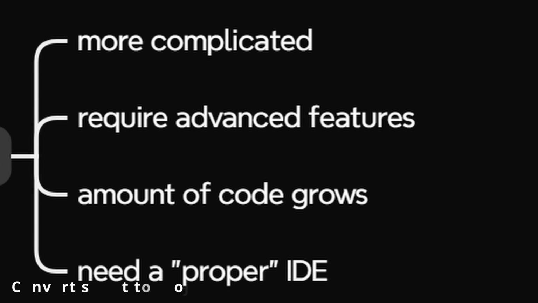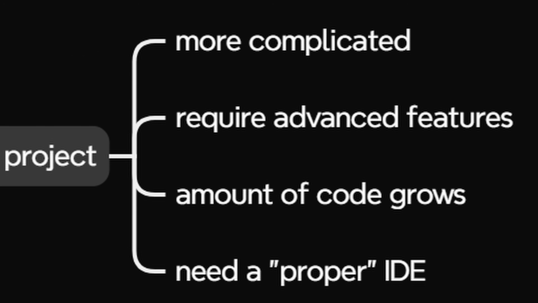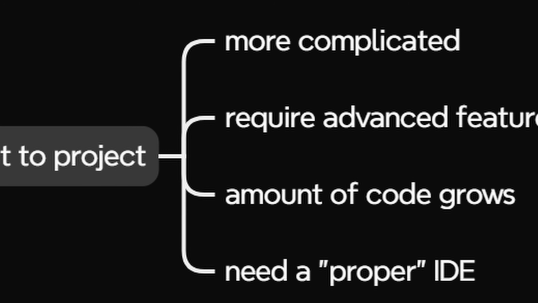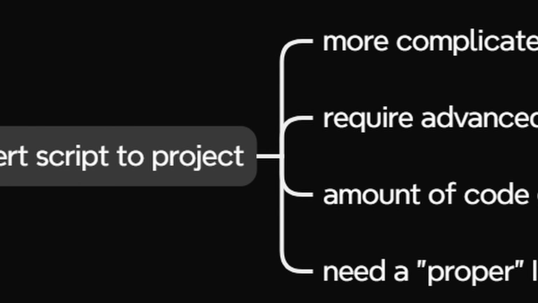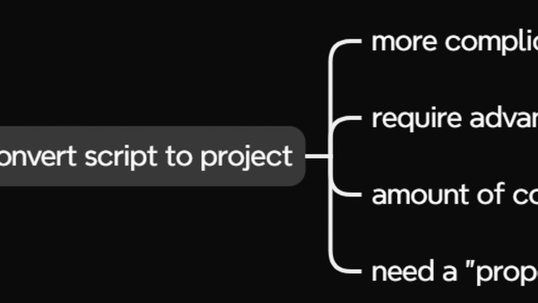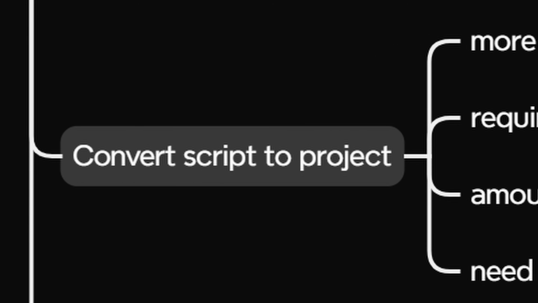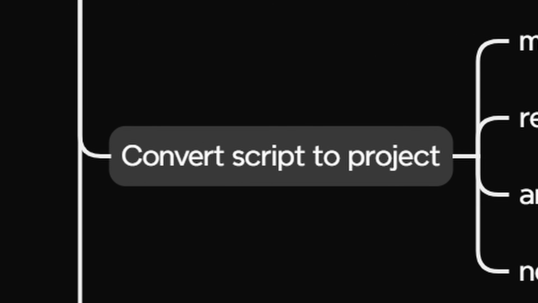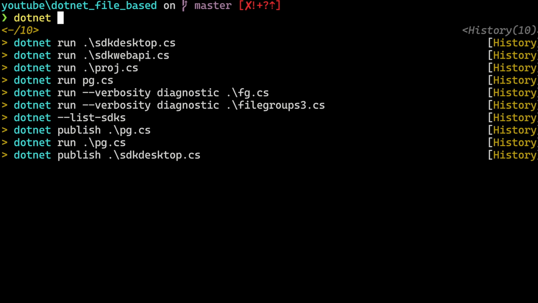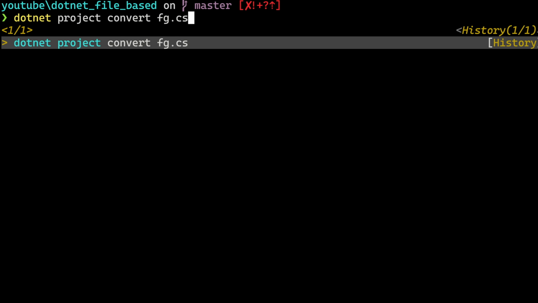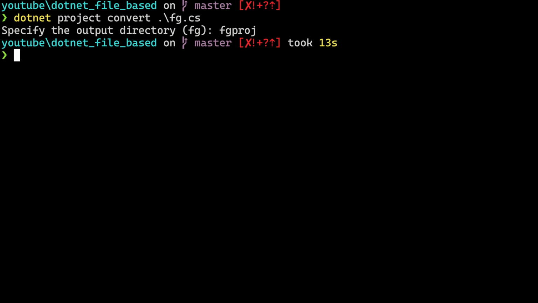Single file apps are great for prototyping and small utilities. However, if those apps become more complicated and require advanced .NET features and grow beyond hundreds of lines of code, or maybe need proper IDE support and so on, you will probably consider making it into a C# project. The .NET SDK supports native conversion of file-based apps to projects. You just need to type dotnet project convert and the app file. It will ask you for a target directory to put the files in, and you're done.